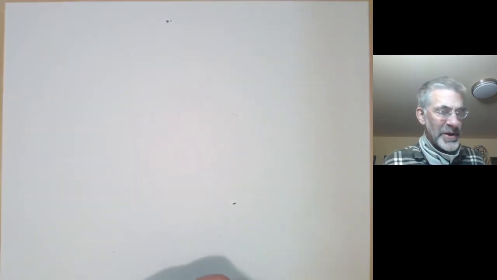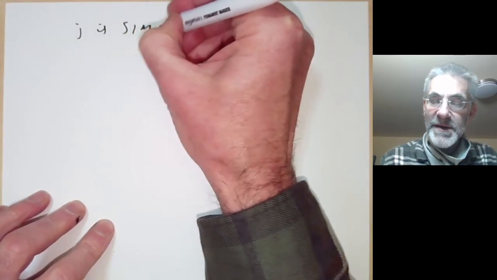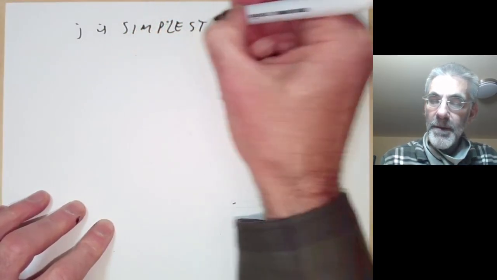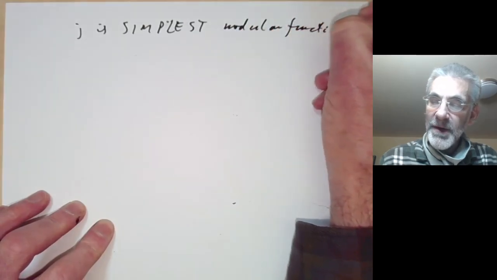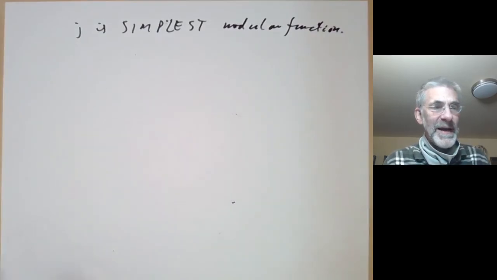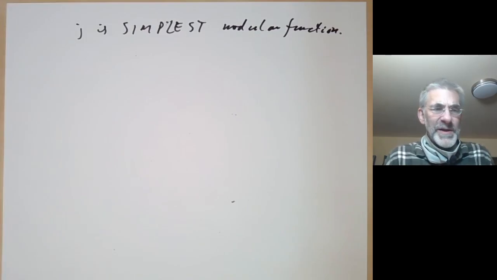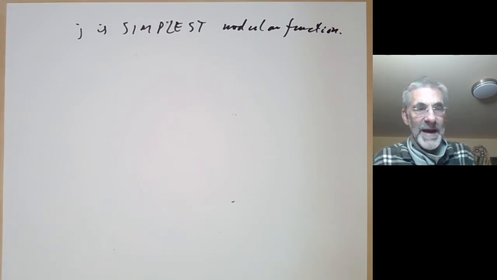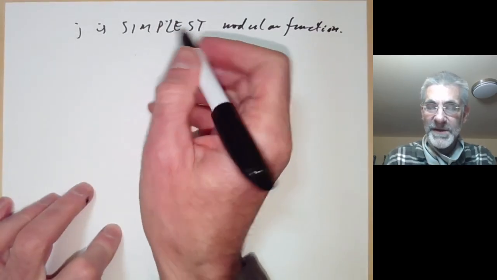This also shows that j is the simplest modular function. So if you look at j, it looks terribly complicated. Its definition looks rather weird, and its Fourier series expansion has all these huge coefficients 1, 9, 6, 8, 8, 4, and it certainly doesn't look all that simple, but it really is the simplest.